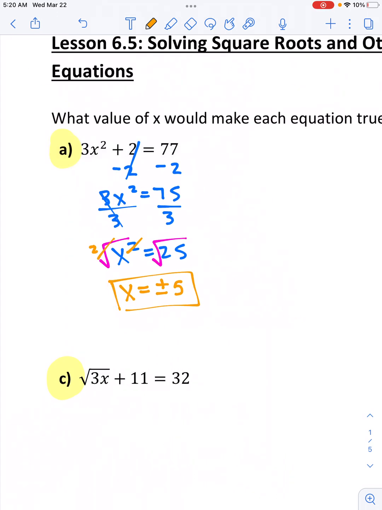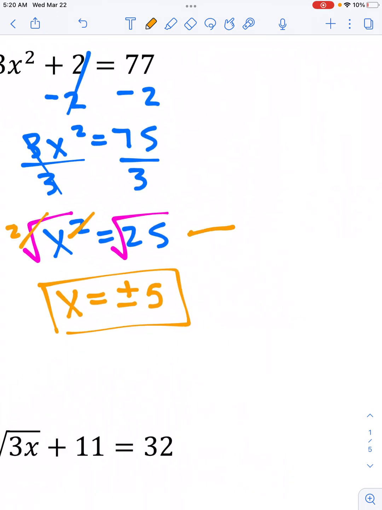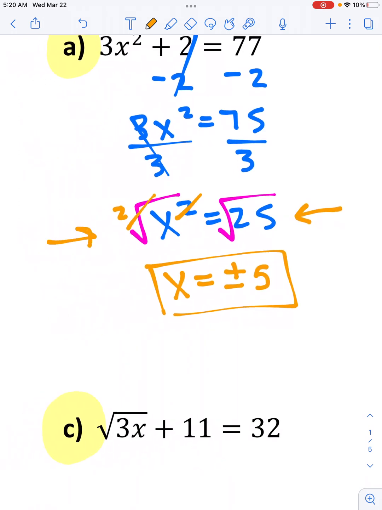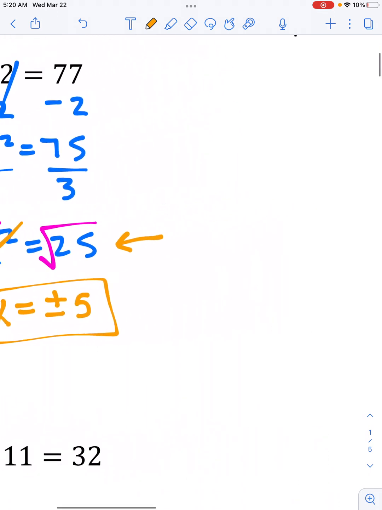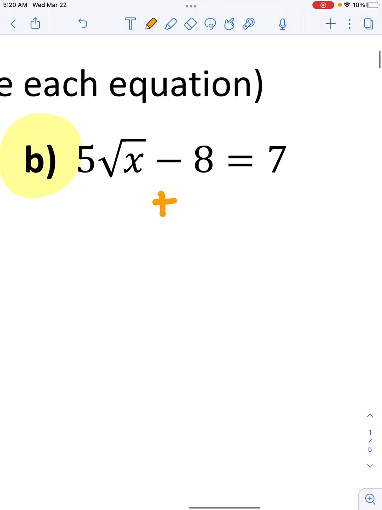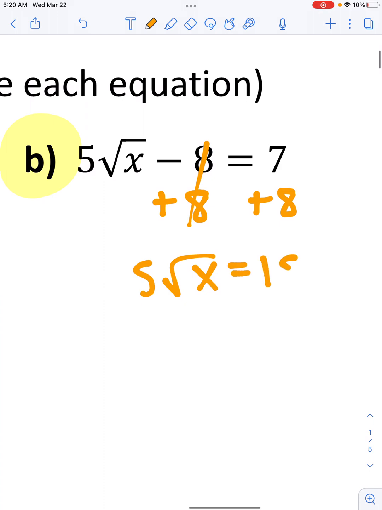All right, so our key takeaway from this is this step right here: x squared and square root undo each other, so an exponent and a root. So when we're going to solve an equation with a root, we're going to do similar steps, so getting that root alone. So I'll move the 8 over, and then divide by 5.